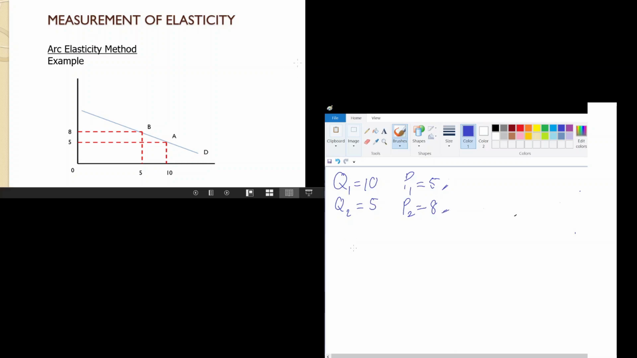So, ano yung formula natin? So, nasa own price elasticity tayo.